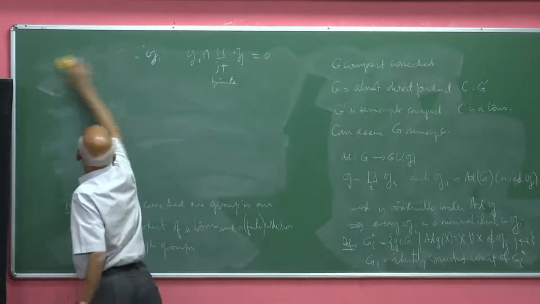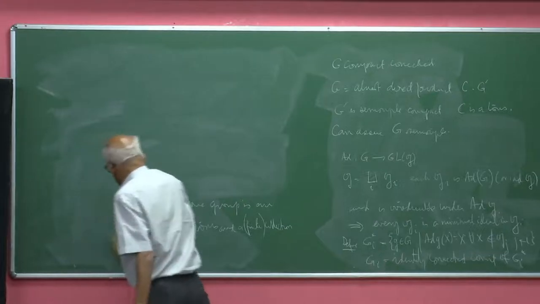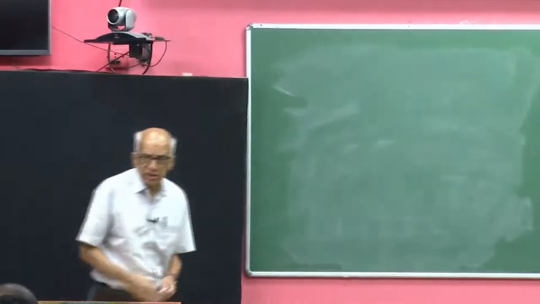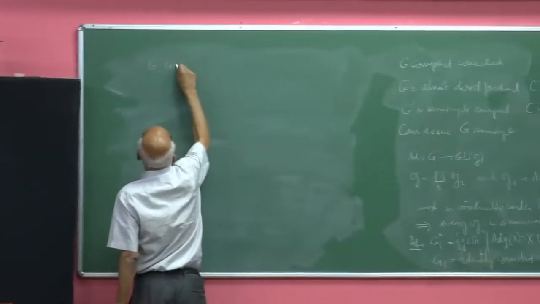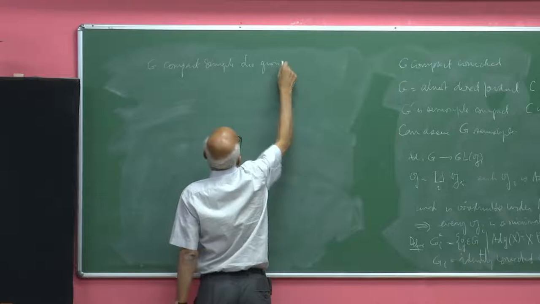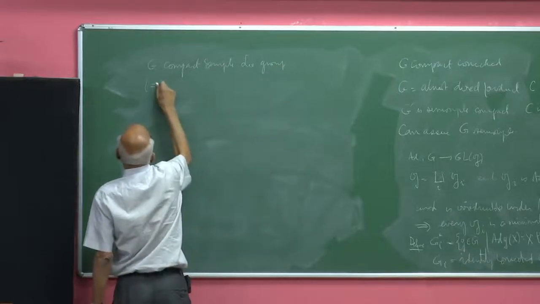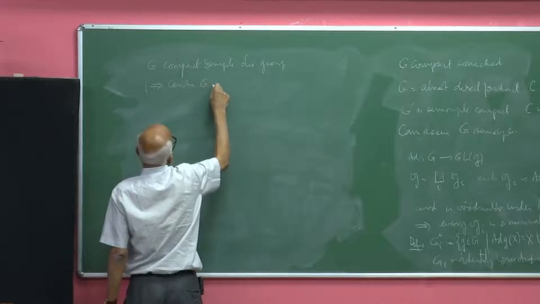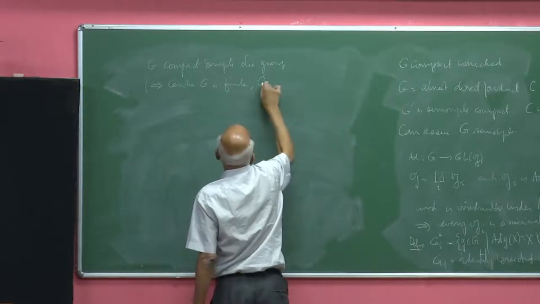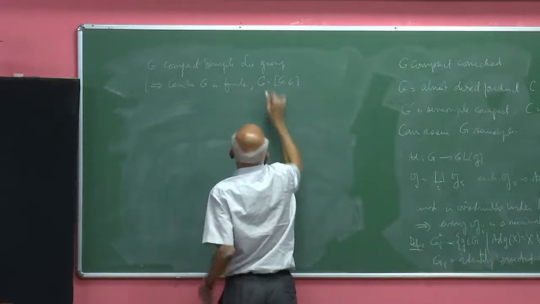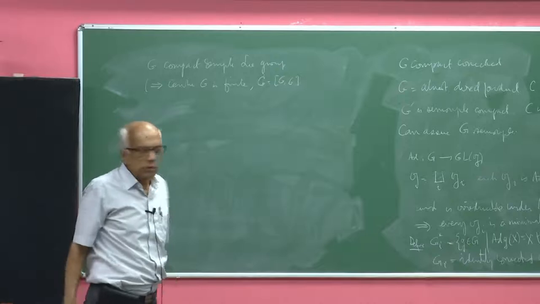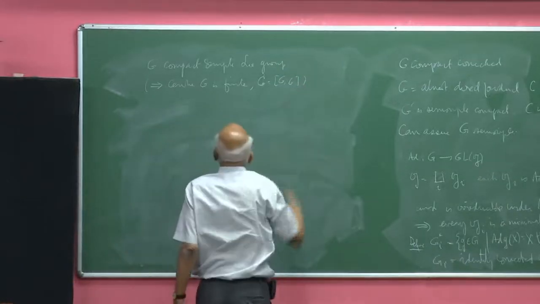So I will now concentrate on the case when G is simple. From now on, unless I specify otherwise, G will mean compact simple Lie group, which as we have seen implies the center of G is finite and G equals the bracket [G,G]. As a group, you can forget the topology, G is equal to [G,G], simply as a group. So this is where we are.